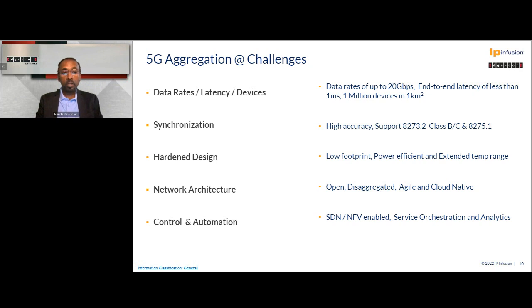Lastly, about control and automation, the software on the aggregation networks needs to be SDN and NFV enabled, and should be able to orchestrate services and have the ability to do analytics.